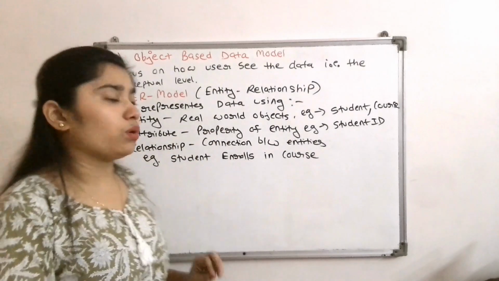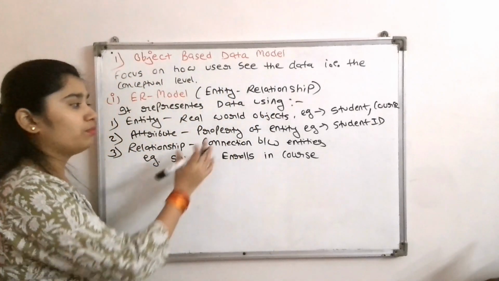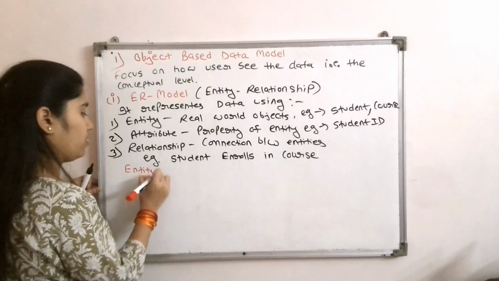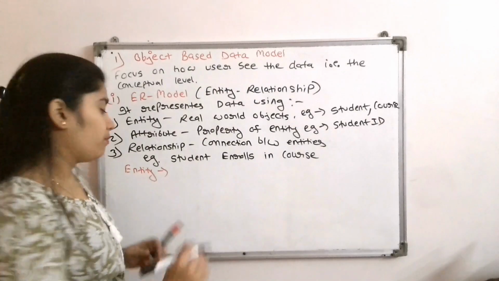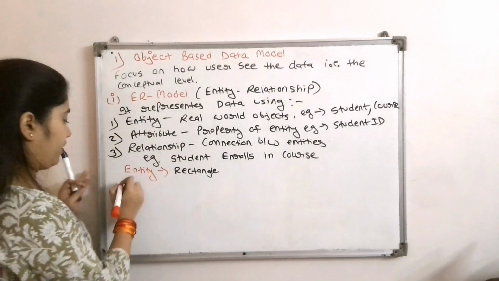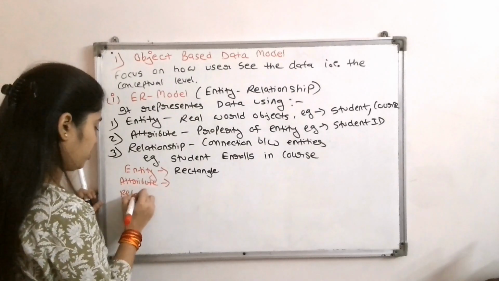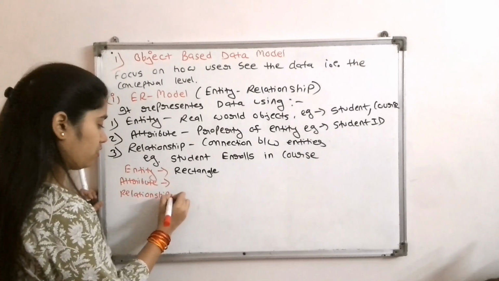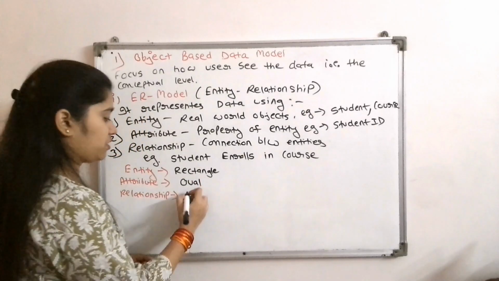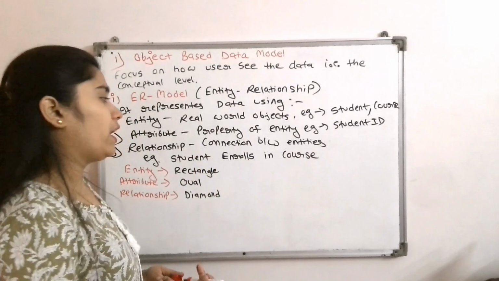Now see, this can be shown using the ER diagram with different shapes like rectangle and diamond. Let's make the ER diagram of this example. What are the entities? Entity we will denote with a rectangle. Attribute we will denote with the oval shape and relationship with the diamond.